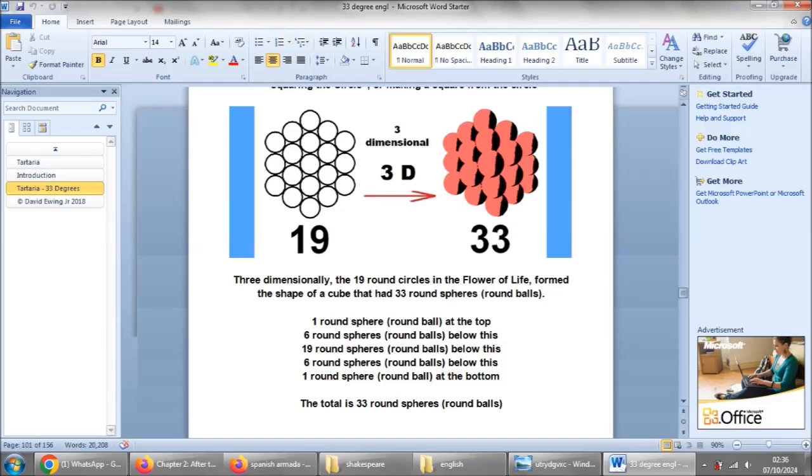There are 19 round circles in the flower of life. Yes? And so when the flower of life is seen three-dimensionally, what we see is that the 19 round circles turn into balls or spheres. Yes, it forms the shape of a three-dimensional cube, with 33 round balls. It forms basically a perfect cube.